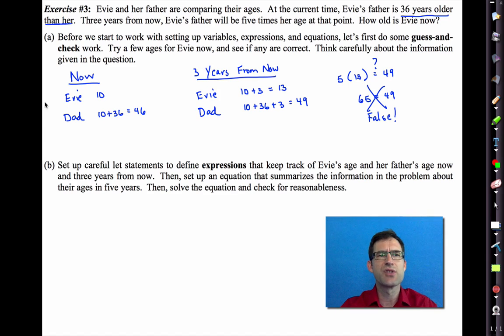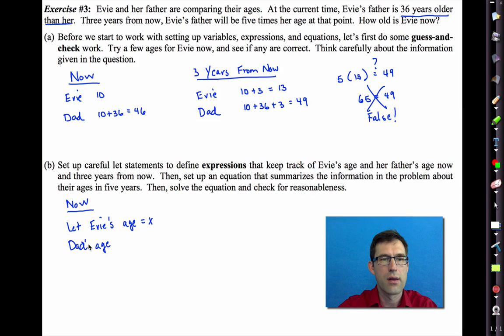So let's now try to solve for Evie's age. What we're going to do is essentially exactly what we did before, except instead of saying that Evie is 10, we're going to let Evie's age be equal to, I don't like using E or A, I'm going to go with X. If I don't like the variable that begins the word, like E or A for age, then I tend to go with X or Y. They're nice letters. So what's her dad? Well, her dad's age, he's going to be 36 years older than her. So X plus 36.